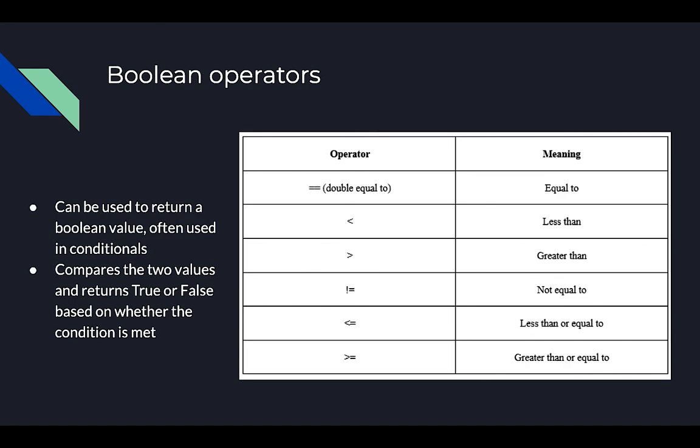So these are Boolean operators, and they can be used to return a Boolean value, and they're often used in conditionals. They compare two values and return true or false based on whether the condition has been met. The table to the right shows you the Boolean operators there are. So double equal sign means equal to.